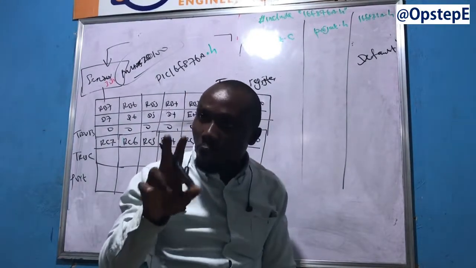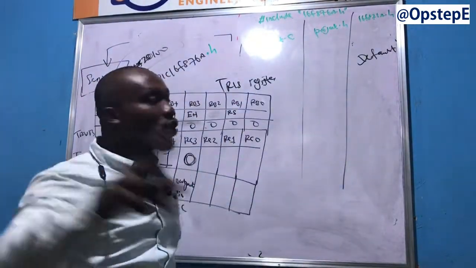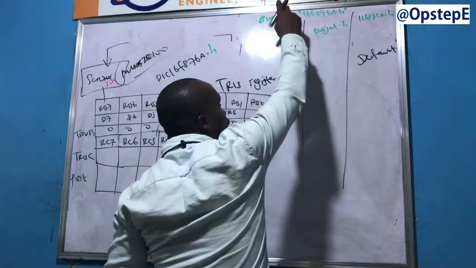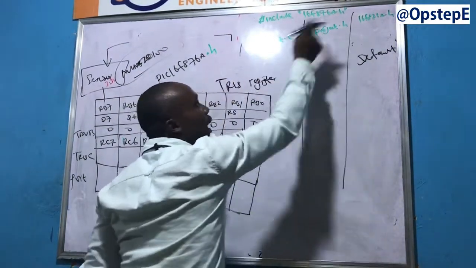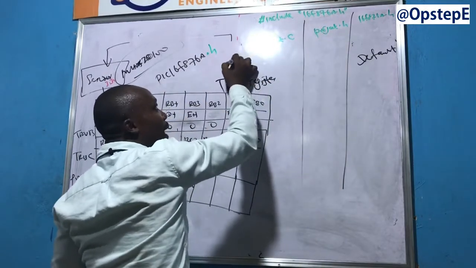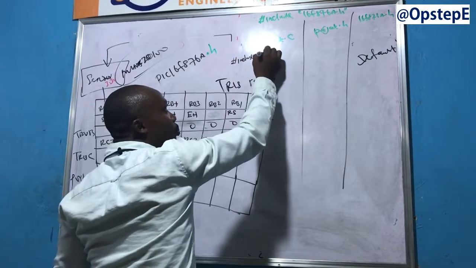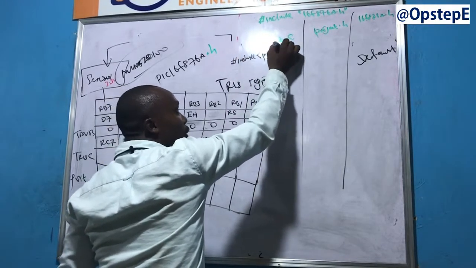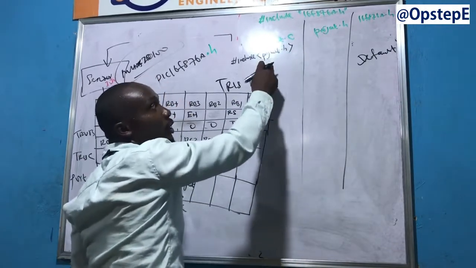The files you have to work on will be your C and your H. It is in your H that you have to include this 16F876A, so that in your C, you now include this H. So first in your C, I'm going to have hash include project.h. You're going to have this attached, so that in your C, you have this.